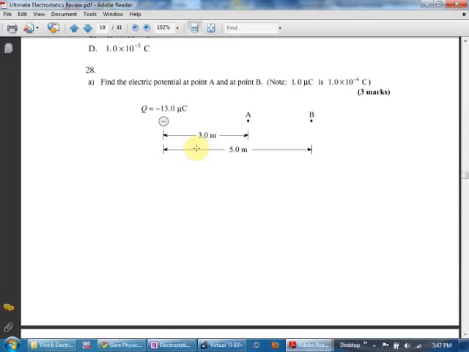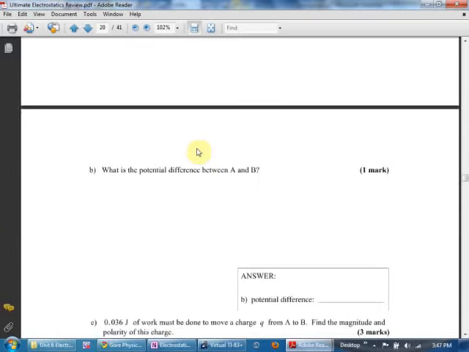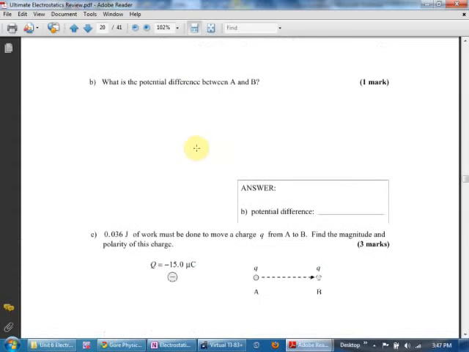What's the potential difference? Which mathematical operation does difference generally refer to? Subtraction.